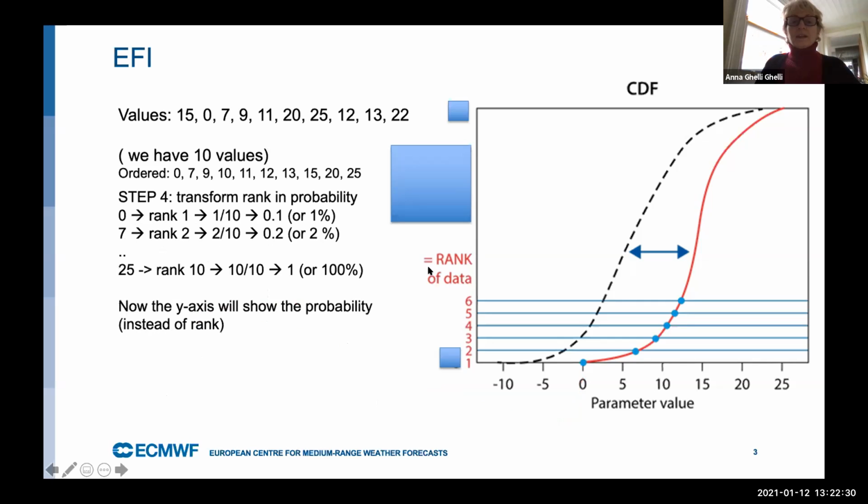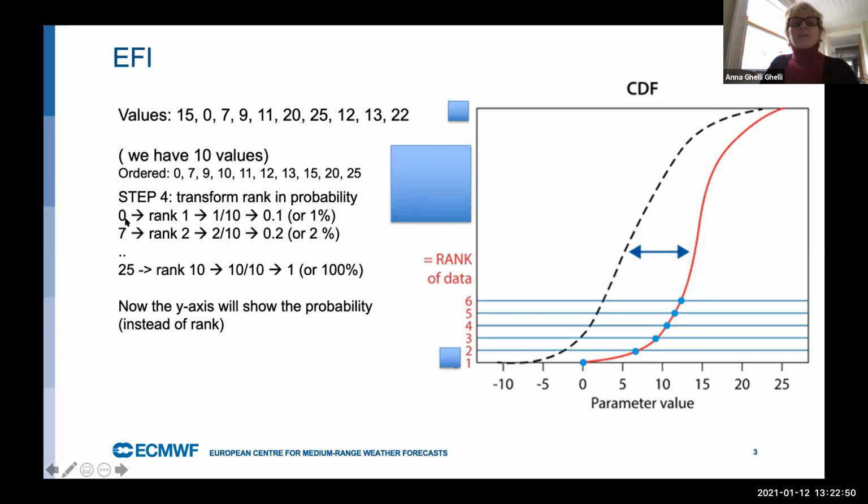Okay, so we go to the next exercise. We have again our values at the top. These are all our ordered values. And now our step 4 is actually to transform the rank, i.e. the position on the y-axis, into percentages.